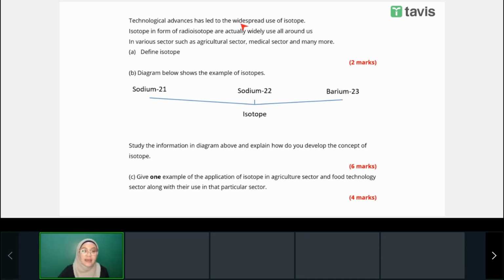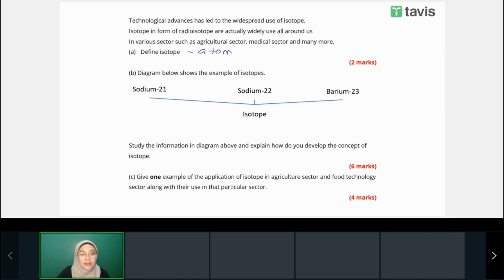Technological advance led to the widespread use of isotopes. Isotopes, in the form of radioisotopes, are widely used all around us in various sectors: the agricultural sector, the medical sector, and many more. Now they ask about isotope. 2 marks over here. How do you answer this?